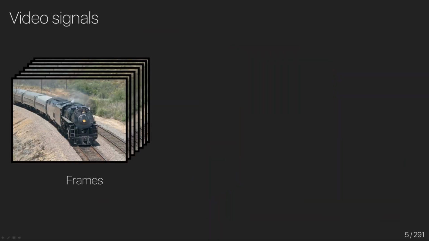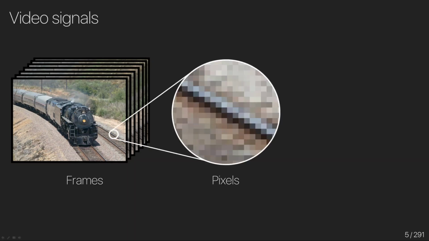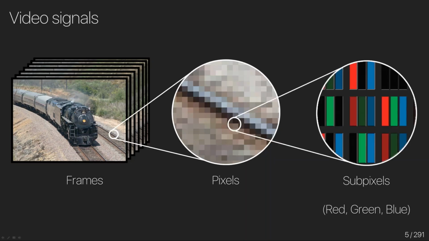So as I mentioned, with our video, we have our individual frames, our still images that we project one after another. And if we look closer at those still frames, we'll see that they're made up of pixels. And within those pixels, we have red, green, and blue subpixels. This is another trick of the video display: within our eyes, we have 3 different types of cells that can sense color. One is sensitive to red, one is sensitive to green, and one is sensitive to blue.